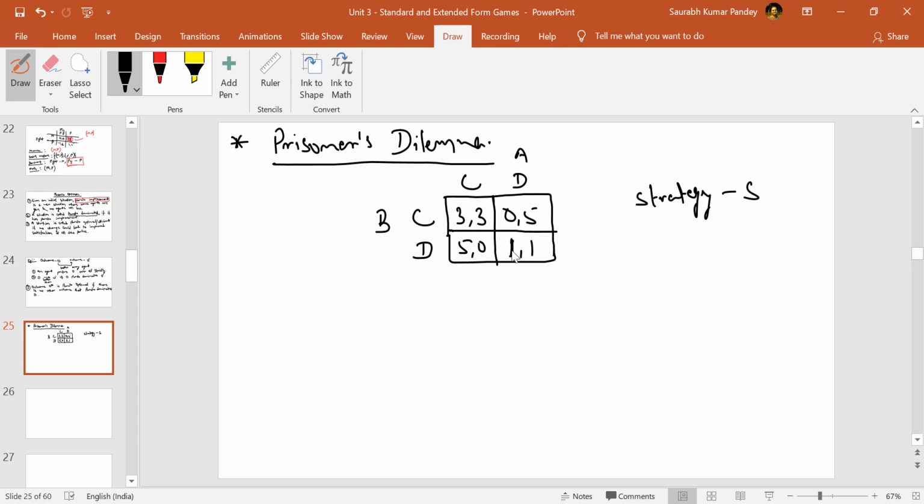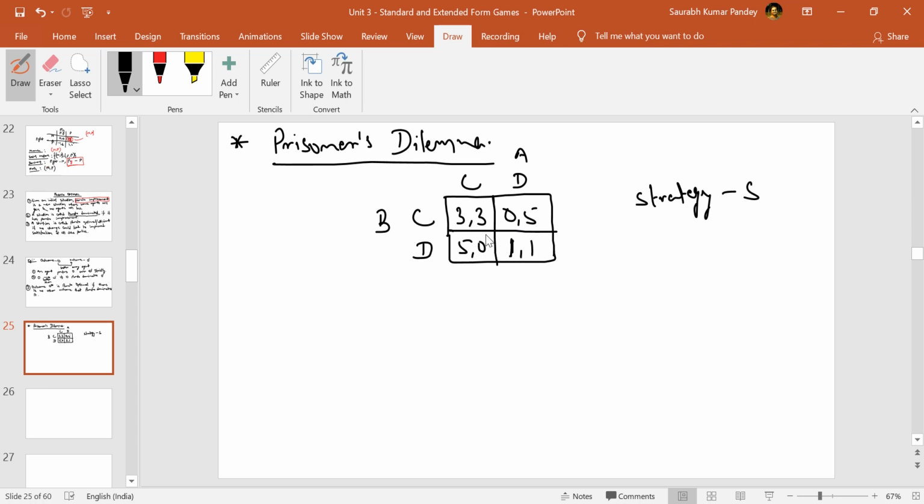Similarly, if we move from 1 1 to 5 0, here also one agent is gaining but another is losing. The situation is that one agent must gain, but not at the cost of another agent losing its utility. Similarly we can say from 1 1 to 3 3.